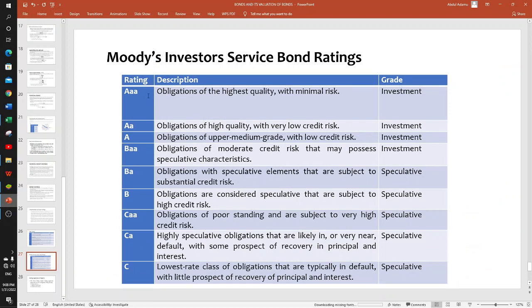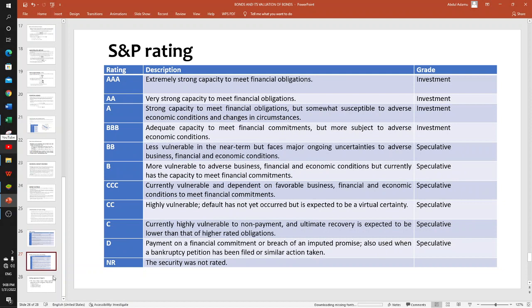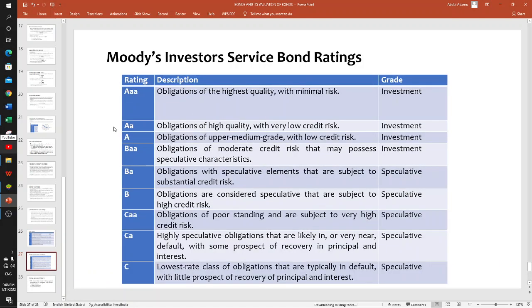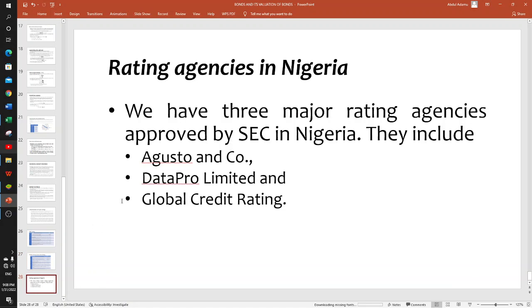So Moody's uses capital A and small a. So the first four are speculative grade. Almost the same thing as the S&P rating. So in Nigeria, we have some rating agencies. Some of the rating agencies we have, whose rating criteria is more or less like that of S&P and Moody's, are Augusto and Co., Data Pro Limited and Global Credit Rating, so GCR.